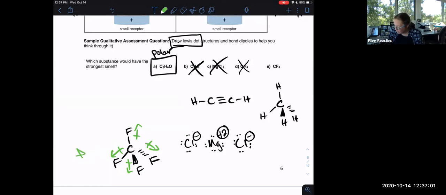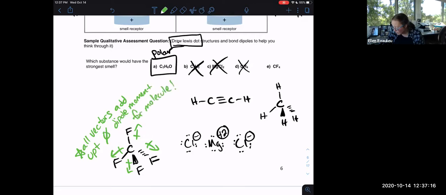So all of the vectors add up to 0 dipole moment for the molecule. So just because you have polar bonds does not mean you are a polar molecule. You only have a polar molecule when you add up all the vectors of the bonds, and when added up, the molecule has a dipole moment.